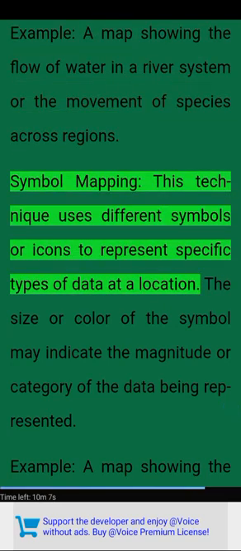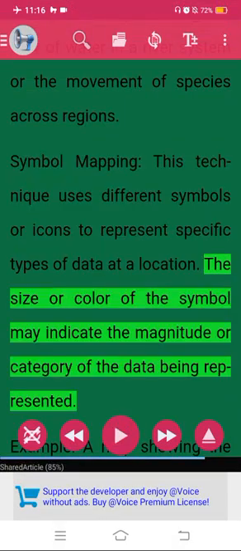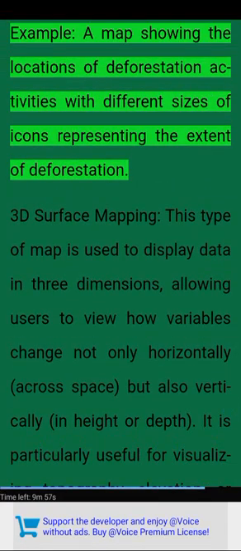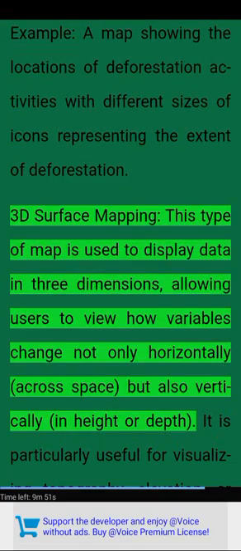Symbol mapping. This technique uses different symbols or icons to represent specific types of data at a location. The size or color of the symbol may indicate the magnitude or category of the data being represented. Example, a map showing the locations of deforestation activities with different sizes of icons representing the extent of deforestation.